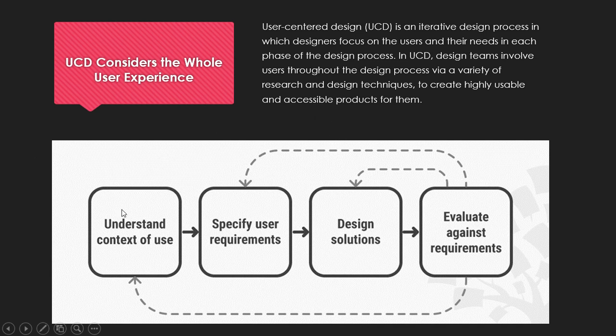So this image here just shows us a process that is taken to ensure that your users are the main focus in your design. To design for users, first of all, you need to understand the context of use, which means you need to know why they need that product. You need to understand their needs and then design to solve whatever problem they are facing. You also need to specify user requirements. What are those specific things that they require for that design? You need to specify it.